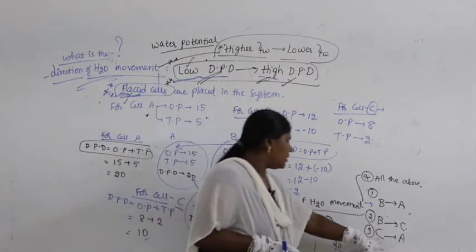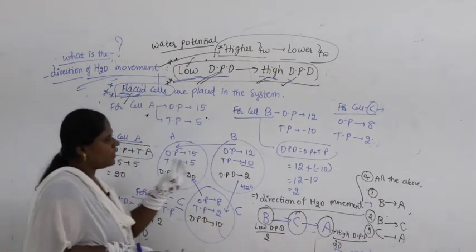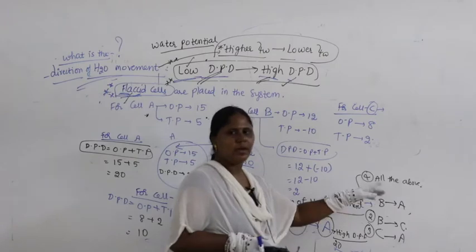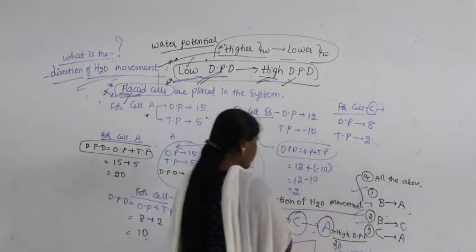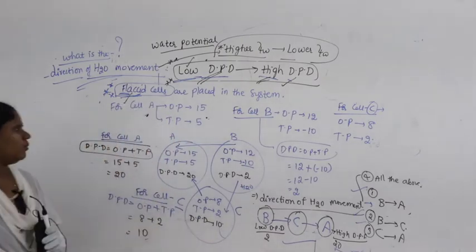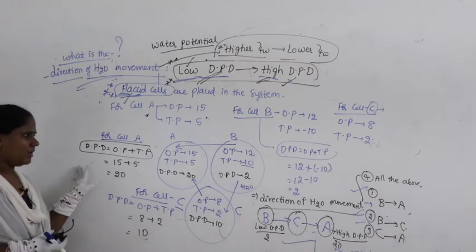Then the third option, C to A, yes, low DPD to high DPD. Then the option you have to choose is all of the above. All three options are correct. If this option is not there, then the option will be all of the above. So this is how you have to calculate based upon the DPD values.